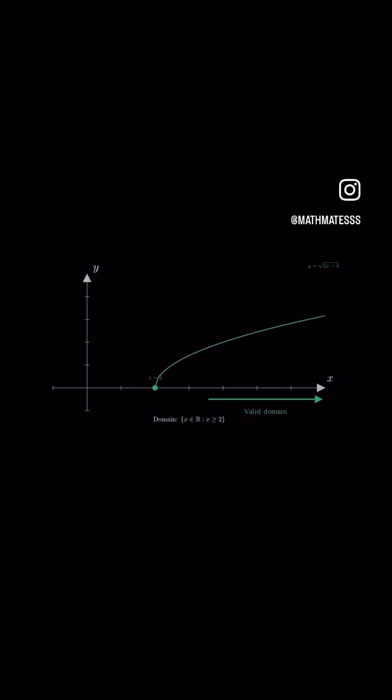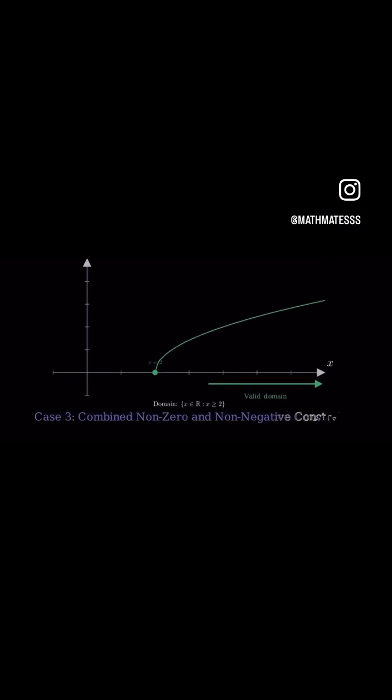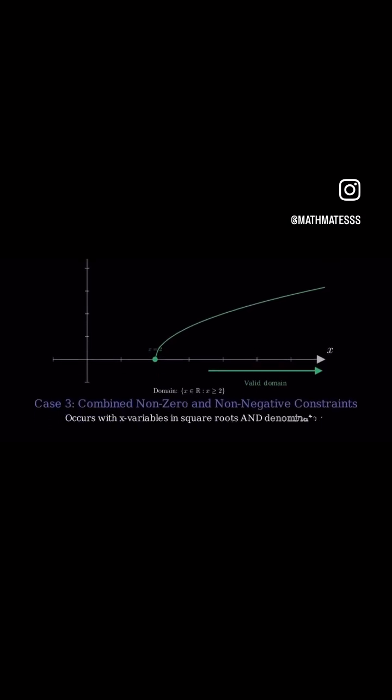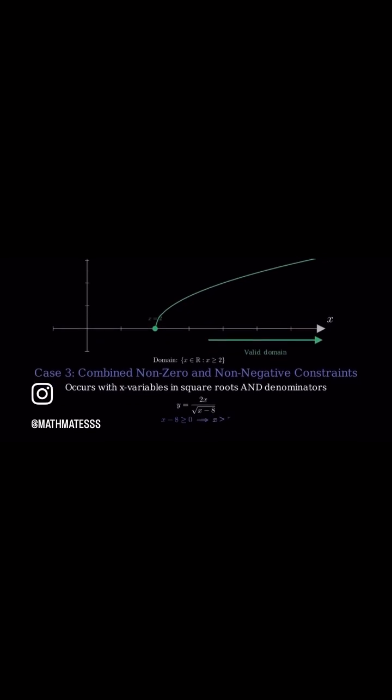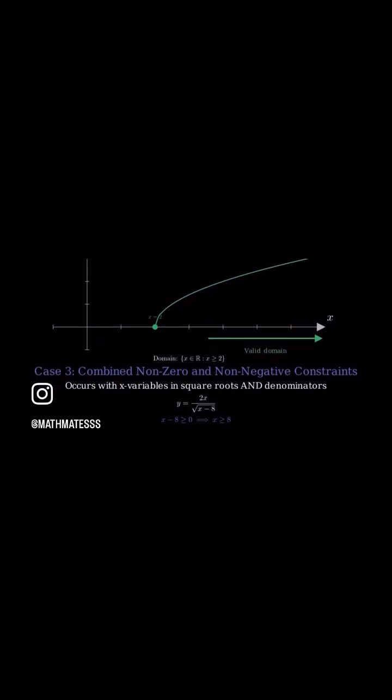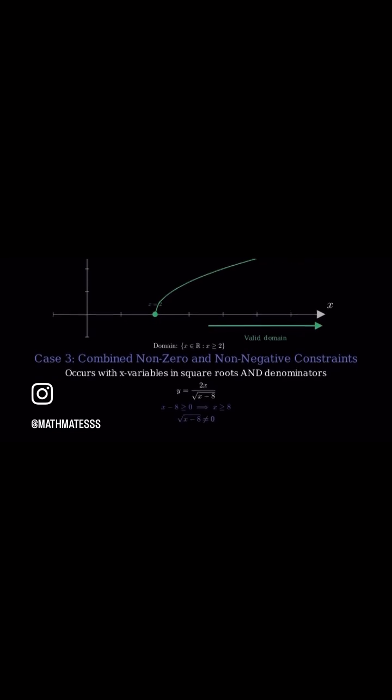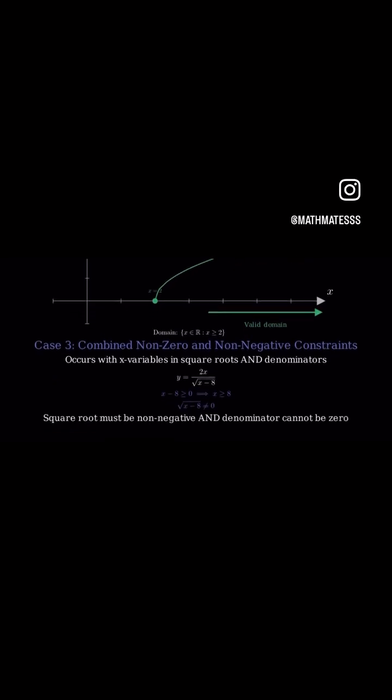Case 3, the non-zero and non-negative constraint together. This occurs when x variables are in the square root sign whilst being on the denominator. An example of this is y equals 2x divided by the square root of x minus 8. In this case, x minus 8 must be greater than or equal to 0, which means x must be greater than or equal to 8.